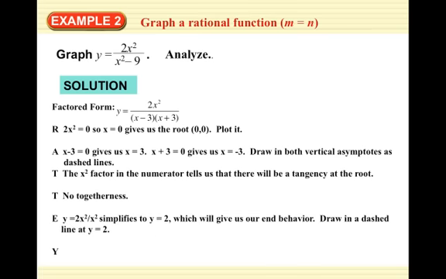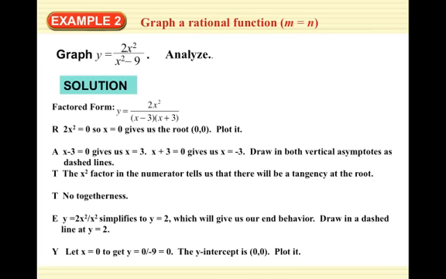E is for end behavior, and you look at the ratio of the leftmost terms in the original form. Okay, on this, you go back to the original. So we have y equals 2x squared divided by x squared. Your x squareds cancel, so it simplifies to y equals 2, and that's going to give us our end behavior. Probably the easiest case, okay? So you're going to draw in a dashed line at y equals 2, and that's our horizontal asymptote.